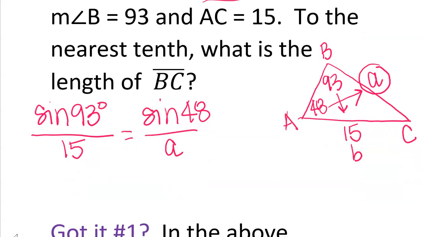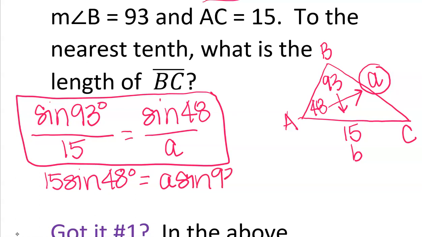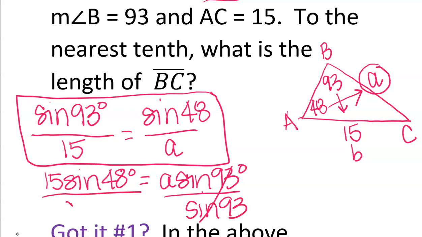So what I'm going to do is I'm going to cross multiply. So the first part that I'm looking for is, can you set this thing up? Next thing is, do you know how to solve it? So you're going to get half for each of those. So I'm going to cross multiply. I'm going to take 15 times the sine of 48. Remember, the angle always follows the trig part, equals A times the sine of 93. Now, if I solve for A, I need to divide by the sine of 93. That cancels, and I have to do the same thing over here.